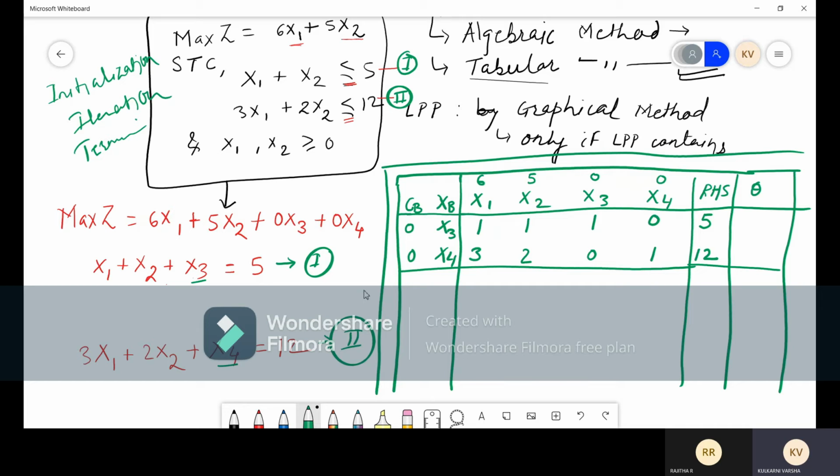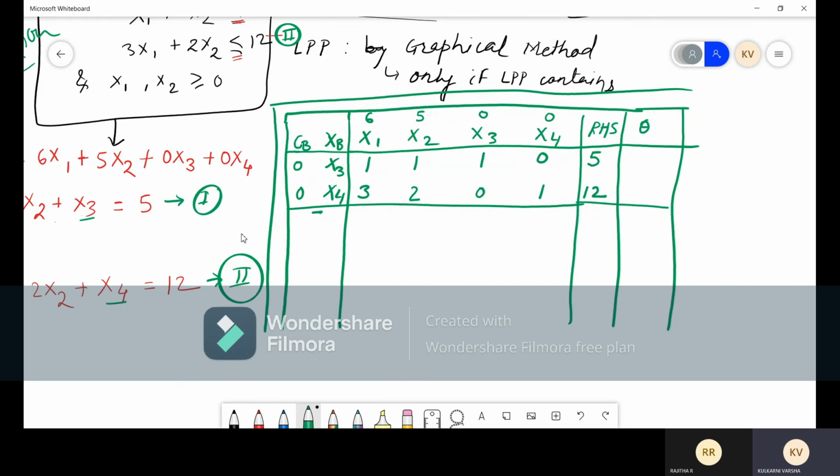So this is the initialization, and we have to see that these are the basic variables. For these basic variables we should always get the identity matrix. You can see that this is the identity matrix, right? Here x3, x3, x3, x4, here x3, x4. So we are getting the identity matrix 1 0 0 1. The 1s are in the diagonal, so it is the identity matrix. So this is the initialization.